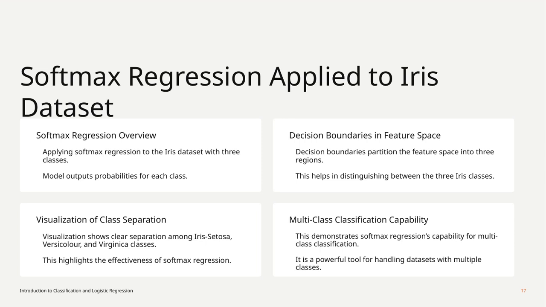If we look at the decision boundaries in the feature space, we notice that they partition the space into 3 distinct regions, each corresponding to one of the iris classes. This helps us understand how the model makes predictions by dividing the data space into clear, understandable segments. Finally, applying softmax regression to this dataset with 3 classes, the model outputs probabilities for each class. Instead of just giving a single prediction, it provides a probability distribution across all classes, which offers a more nuanced view of the model's confidence in its predictions.